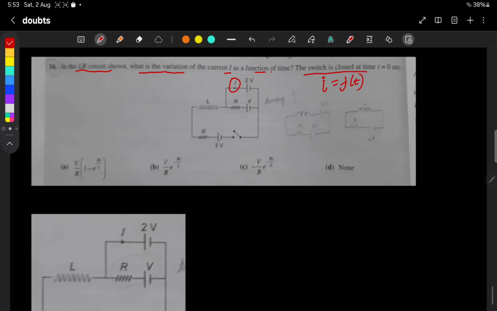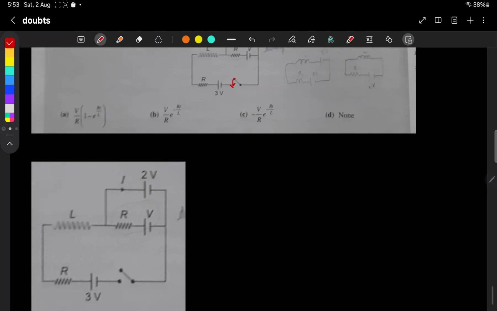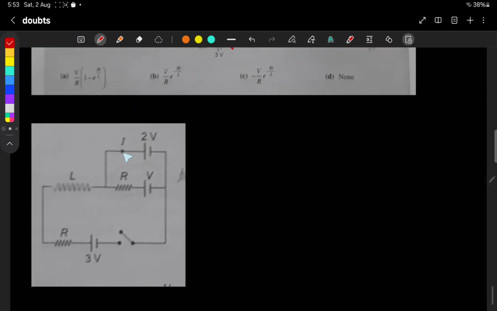So this switch is also closed at t is equal to 0, it is closed. So actually they are asking a function, don't substitute t is equal to 0. Okay, they are asking a function of current. About here if you see this circuit, here I have I, here I have 3 volt. If some current is coming here, that current will split into 2.